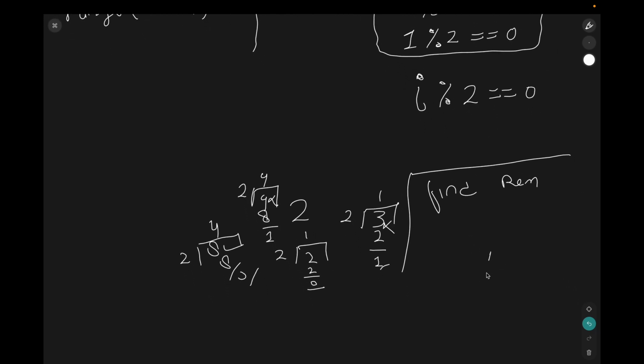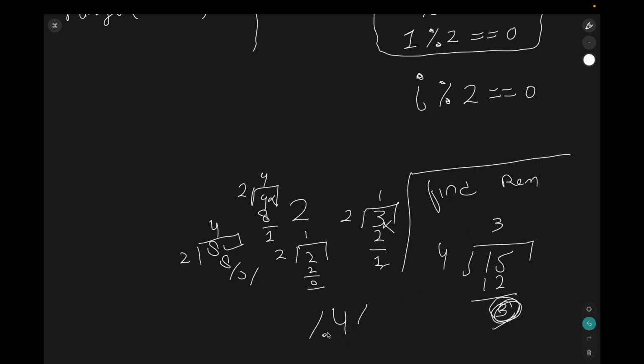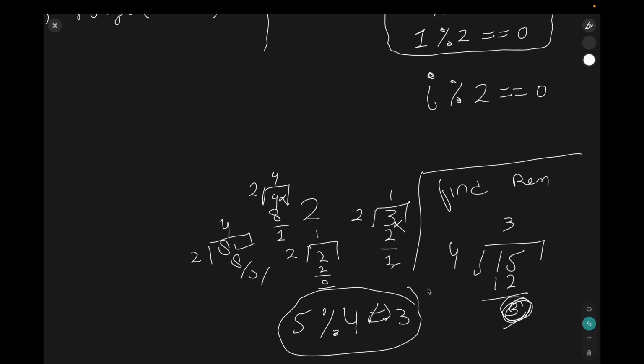If I am saying 15 mod 4, right? So 4 3s are 12, 4 4s are 16, so we'll be going with the lesser one. I'll say 4 3s are 12, so the remainder that I'm getting here is 3. That is, 3 is my output of this. If I'm saying 5 modulus 4, so the output that I'm getting here is 1, right? This is the modulus operator.